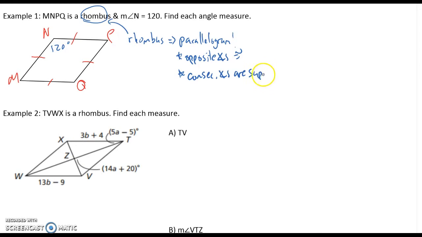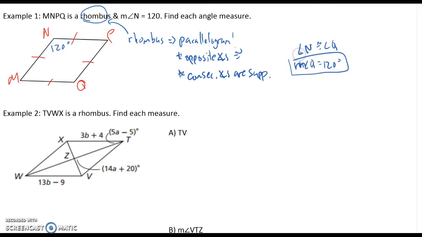That's supplementary. Okay. So we can use that information now to figure out the rest of these missing angles, right? So that means angle N needs to be congruent to angle Q because we have opposite angles. So that means the measure of angle Q is 120 degrees.